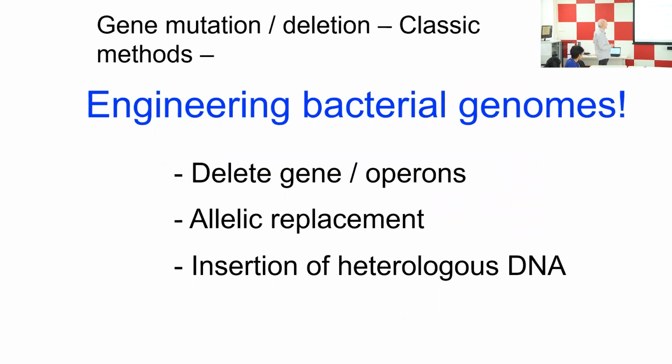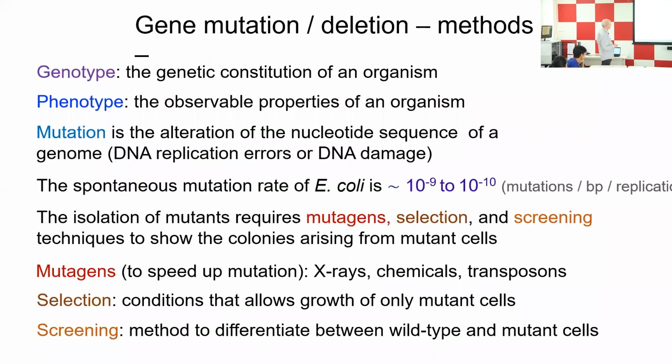So in the case of engineering, or in the case of editing bacterial genomes, then the equivalent operations that you make as if you were editing a text would be this. You can delete out of an existing genome either genes or operons, entire operons. You can bring about an allelic replacement, so that means that you have a given gene somewhere and you have to make a variant of that gene for a given purpose. And you may also think on inserting heterologous DNA in the genome of your bacterium.